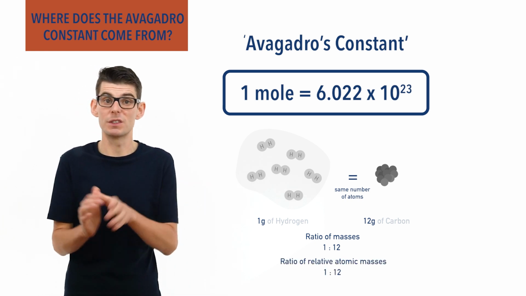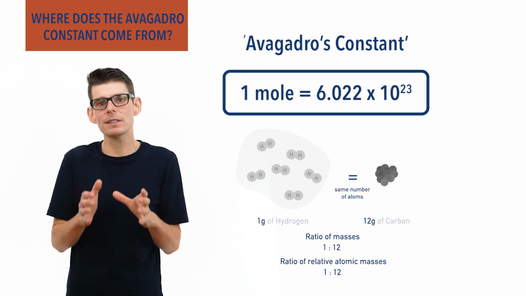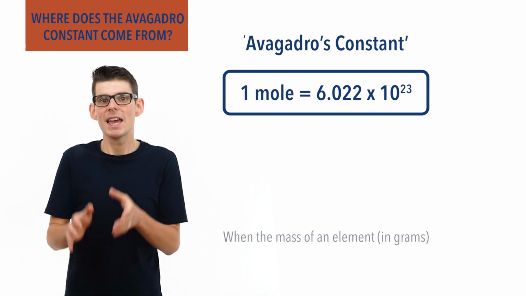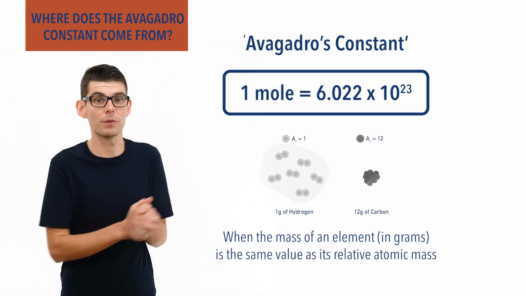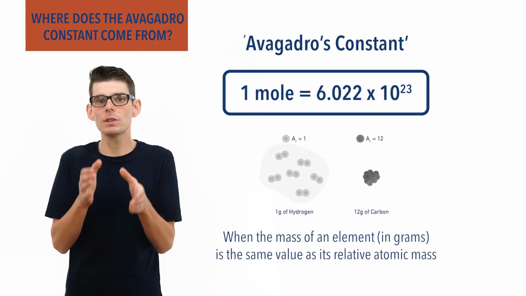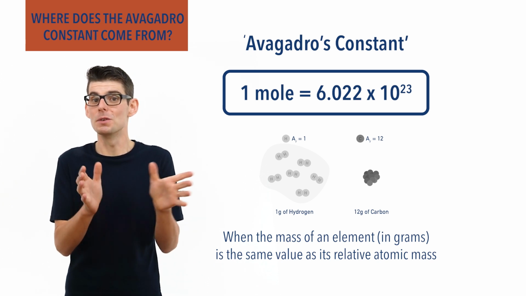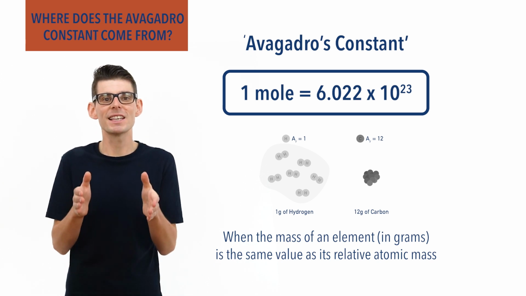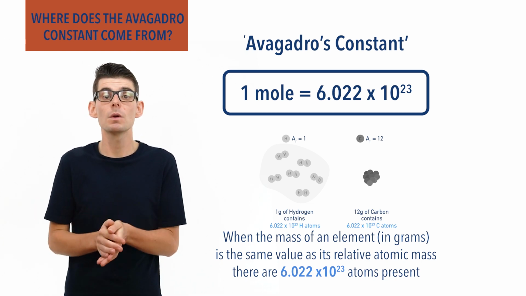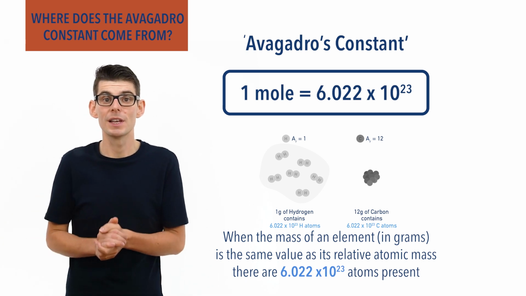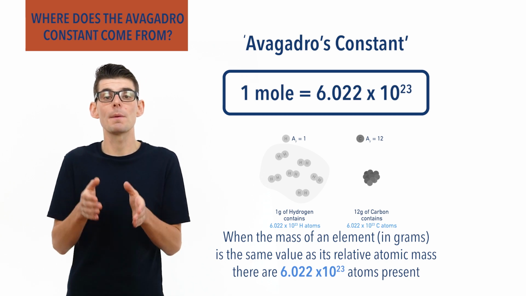It was then discovered much later that when the mass of an element in grams is the same as its relative mass, 1 for hydrogen, 12 for carbon for example, the actual number of atoms present is, you may have guessed this one coming, 6.022 times 10 to the 23, and this value was called Avogadro's constant, and is now used to describe 1 mole.